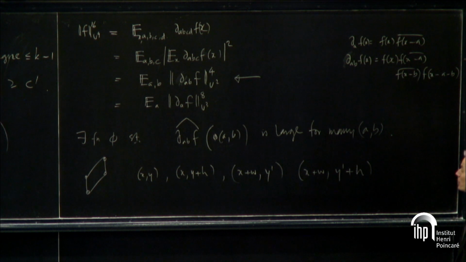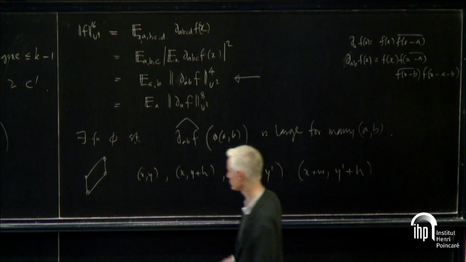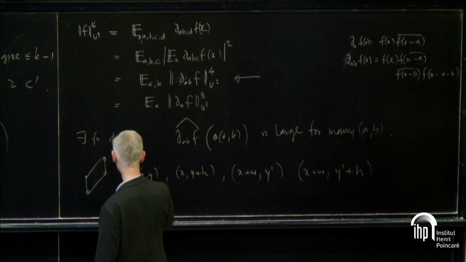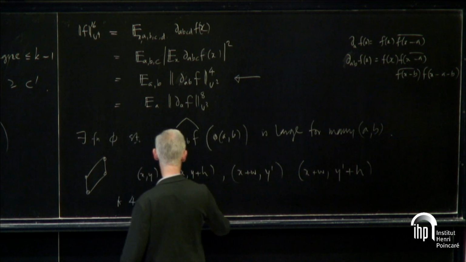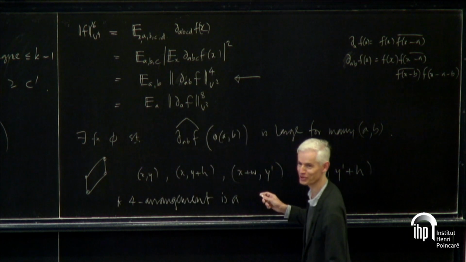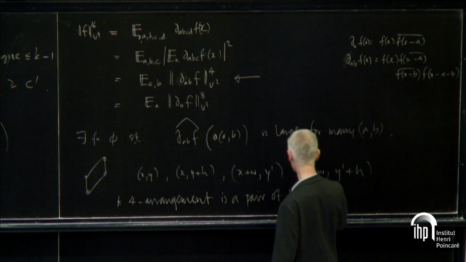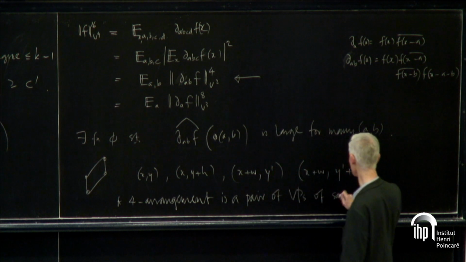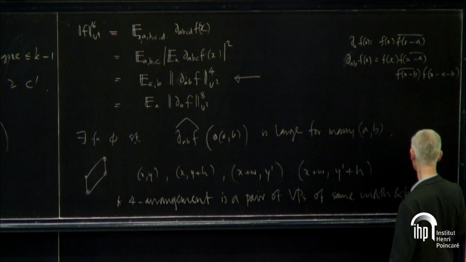Also, I'll define a four-arrangement. So that's a vertical parallelogram. A four-arrangement is, oh, this thunder, I've worked out what it is, it's the blackboards. Anyway, it's a pair of vertical parallelograms of the same width and height.